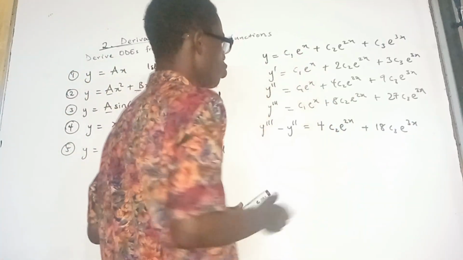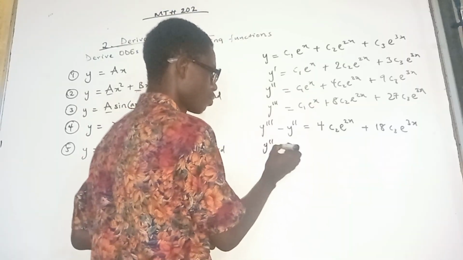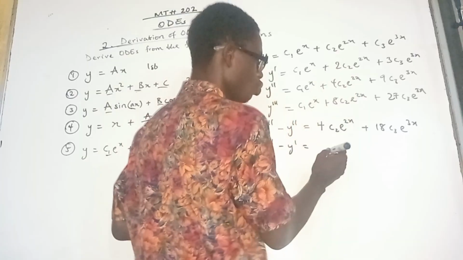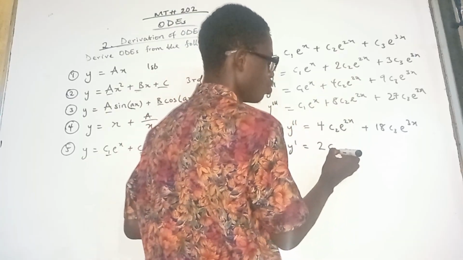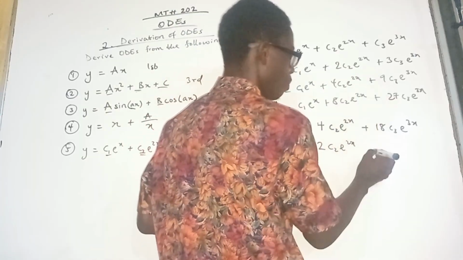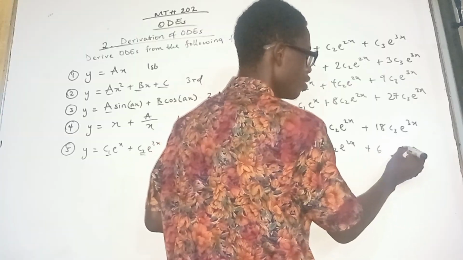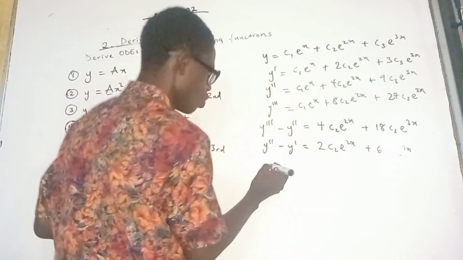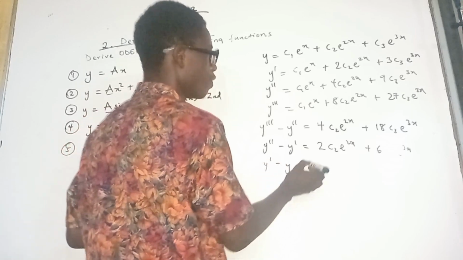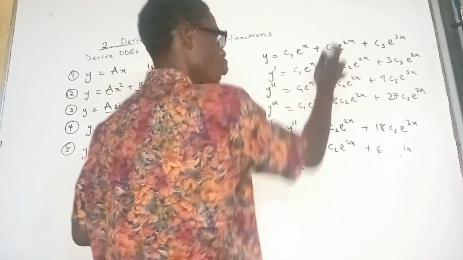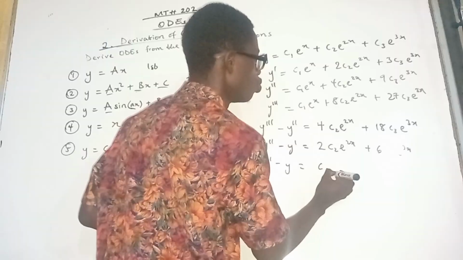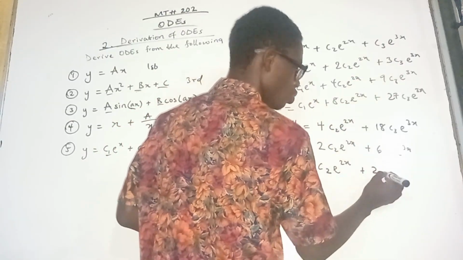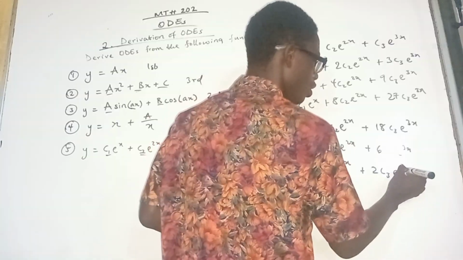So subtracting y2 and y1 again, we have c1 gone again. 4 minus 2, we have 2c2 e raised power 2x, right? Plus 6c3 e raised power 3x. Then we can still use this again and say y1 minus y itself. Eliminated again. So we have c2 e raised power 2x, 3 minus 1 is 2, plus 2c3 e raised power 3x.